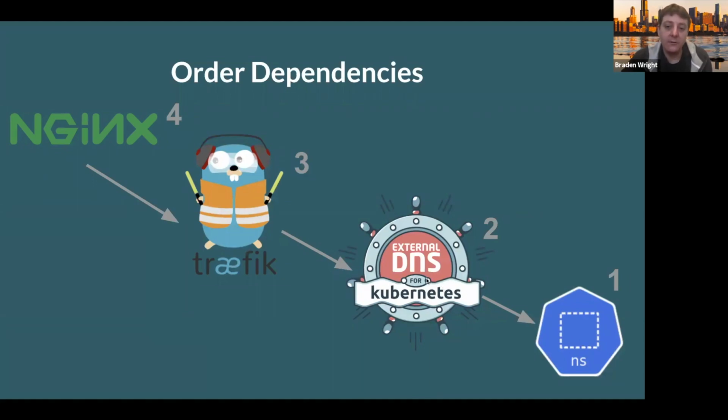The idea of external DNS is that it looks at ingresses for host names and basically takes those, and then we've set up Google credentials via a secret, and it publishes IP addresses and fully qualified domain names to the Google Cloud DNS.